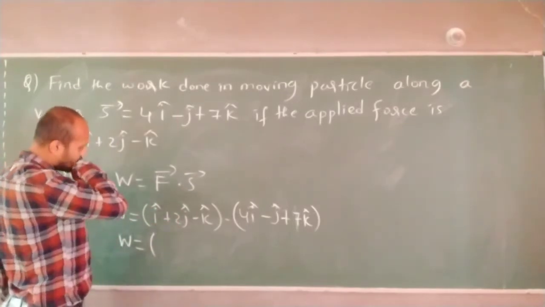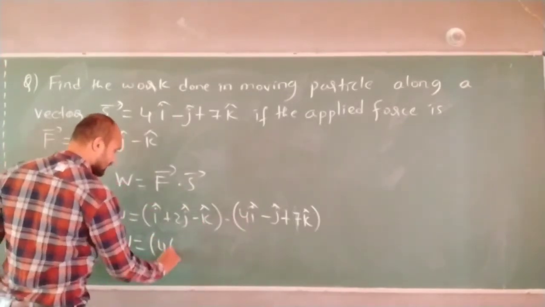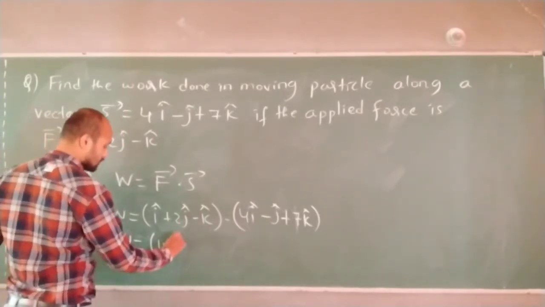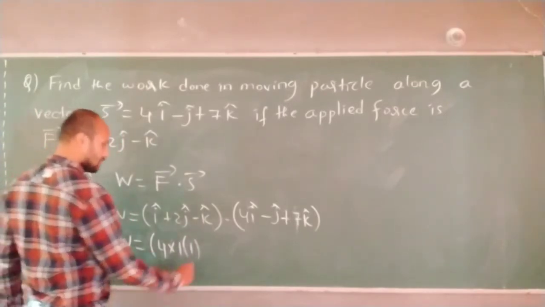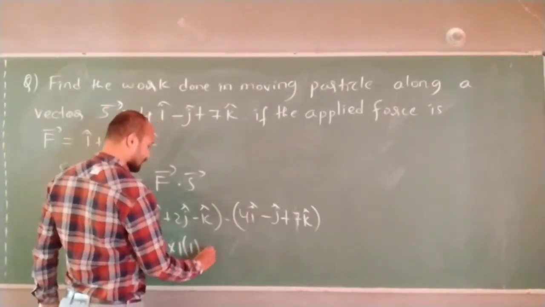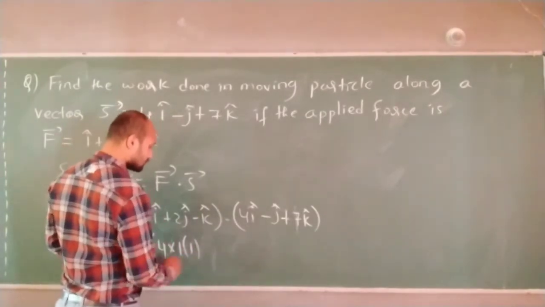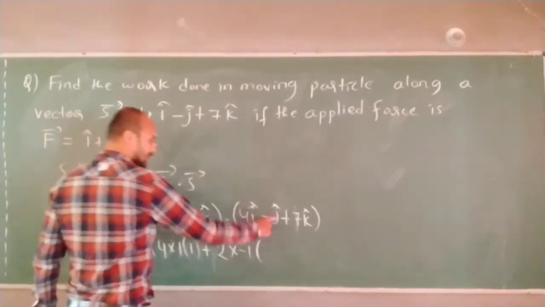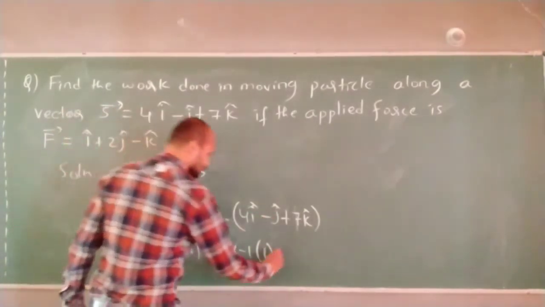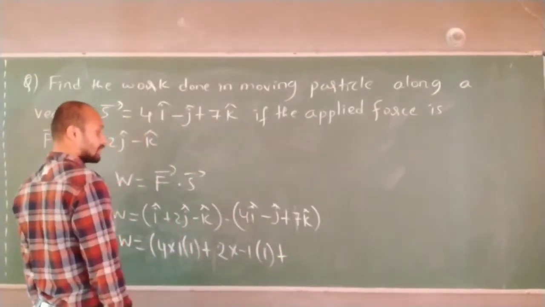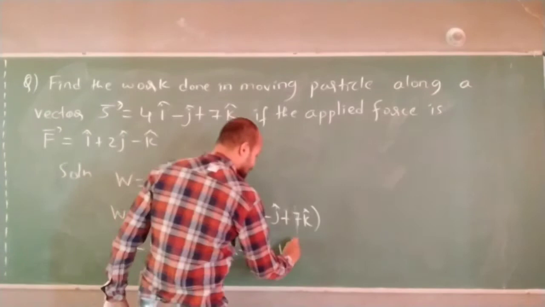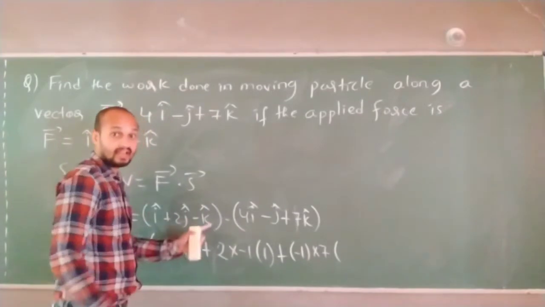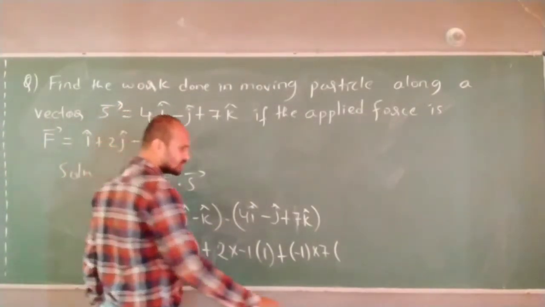If I want to write for a beginner, i dot i is 1. This is 4 into 1, into 1. Correct? 2 into minus 1 will become minus. Let me elaborate: 2 into minus 1 into j dot j, which is 1, plus minus 1 into 7 into k dot k. I am writing in a very elaborated manner only for this problem, just for understanding purpose.